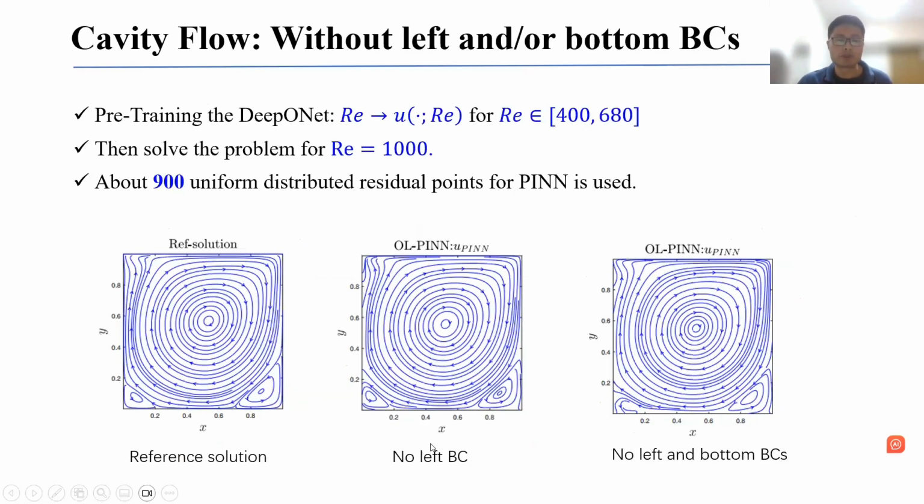I also show a case where I don't use the left boundary. See here, if we don't have the left boundary, we can still get a good solution. This is the one where I don't use the left and the bottom boundary conditions. So this is where I kick out one boundary, and this is where I kick out two boundaries. If I kick out two boundaries, it's still not too bad, but the vortex here is not so nice. Again, I want to emphasize that only 900 points are used.